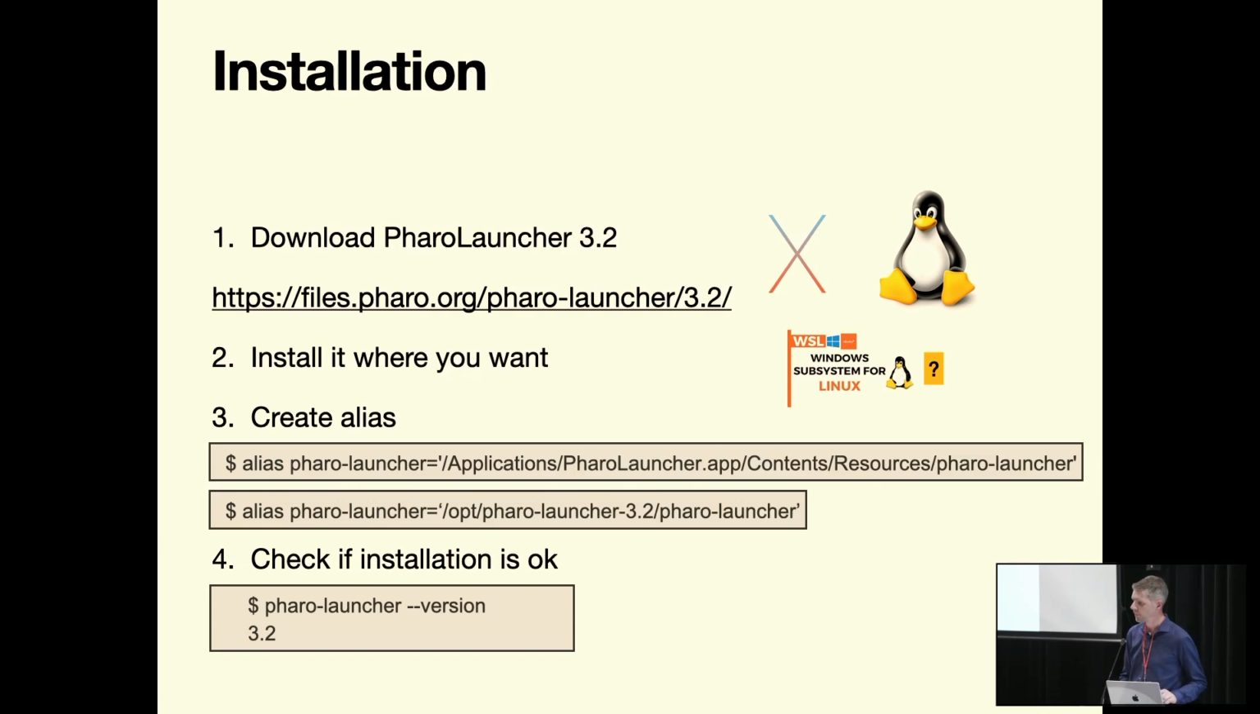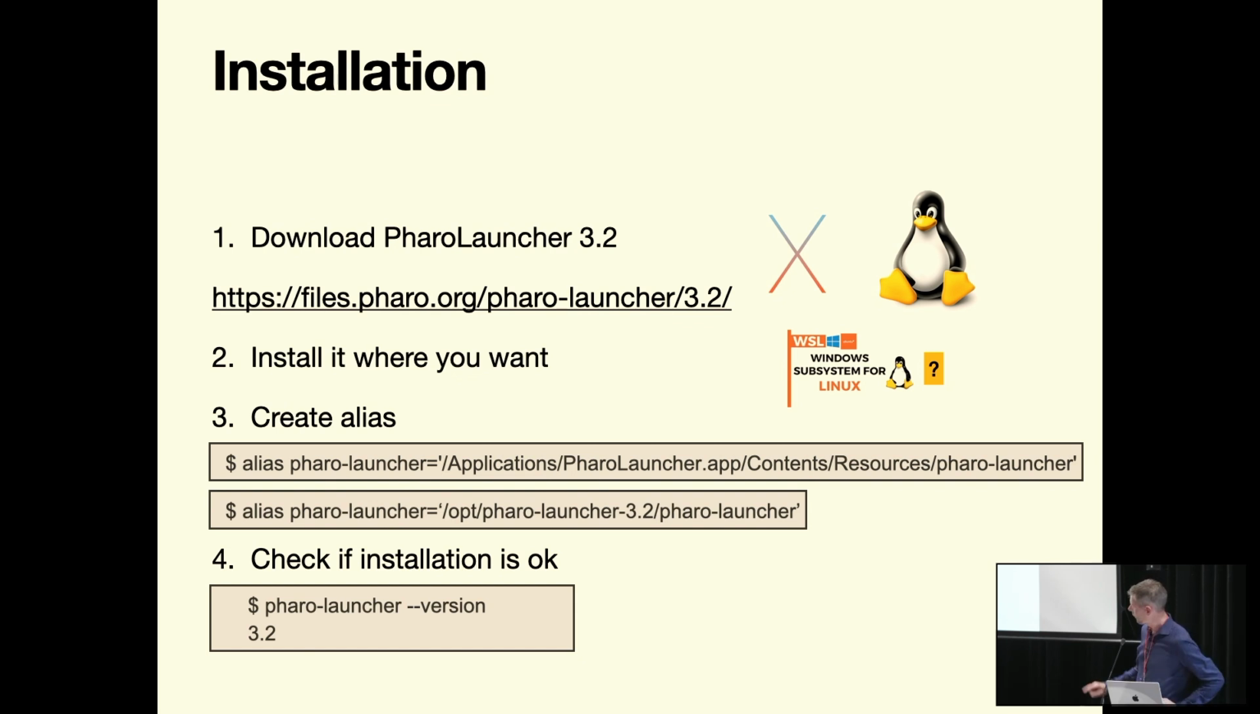If you do not want to, I will show you. Do not worry, it's really easy. You install Faro Launcher, and you just have to create an alias so that it's available in your terminal. The advice is to put this alias directly in your shell startup script so that it's available even if you stop the machine.